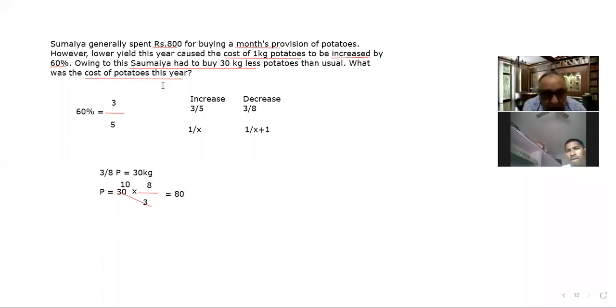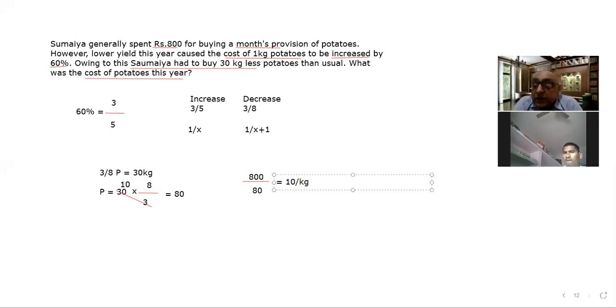And the total money spent: 80 kg potatoes were equal to 800 rupees. So 1 kg of potatoes is equal to 800, the money spent, divided by the amount of potatoes purchased, which was 80 kg. So the price of the potatoes last year was 10 rupees per kg.